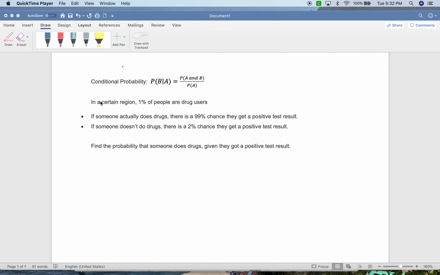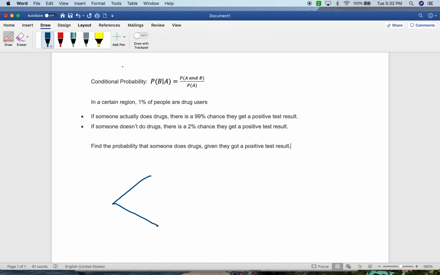So this problem tells us that in a certain region, 1% of people are drug users. And if someone actually does drugs, there's a 99% chance they will get a positive test result on their drug test. If they didn't do drugs, there's a 2% chance that they would still get a positive test result. What we want to know is the probability that someone does drugs given they got a positive result on the drug test. So when you're doing these problems, the first thing I like to do is to make a tree diagram. So we're going to visualize what we have here.